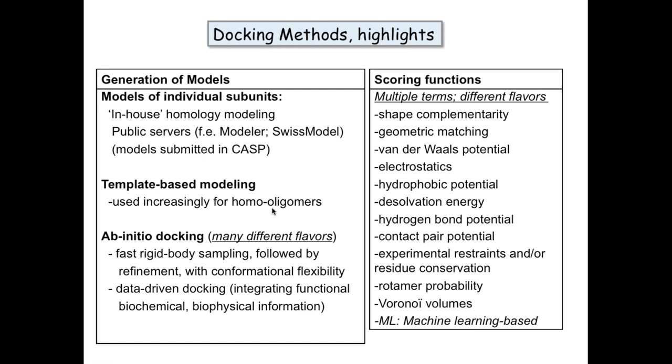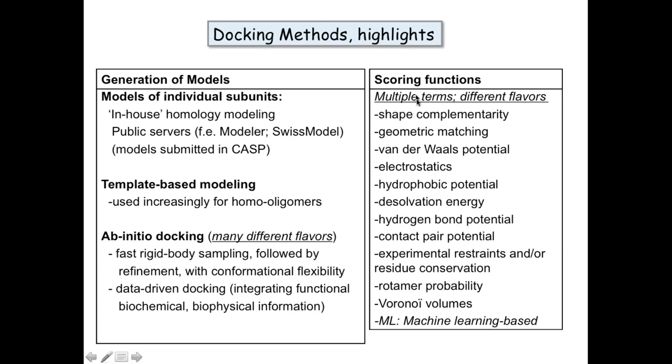And then, of course, you need to do ab initio docking in cases where you don't find templates. And there, you have a number of methods that vary depending on the groups: fast rigid body sampling, followed by refinement with conformational flexibility, and data-driven docking, integrating functional, biochemical and biophysical information. That's something that HADDOCK is using a lot, and now other groups as well.